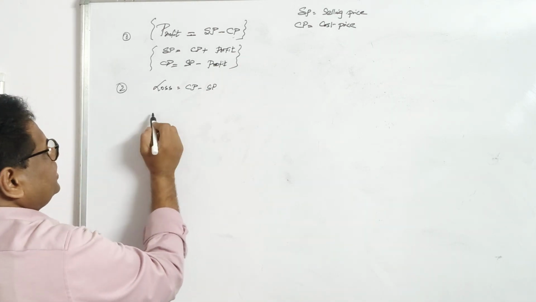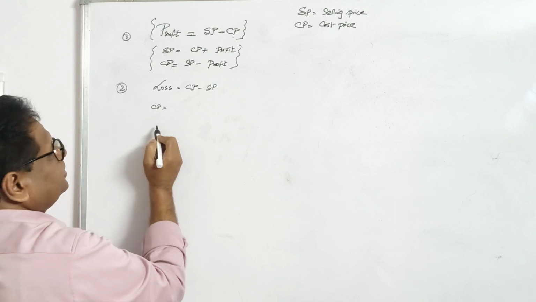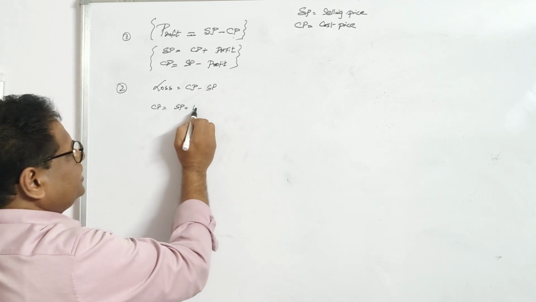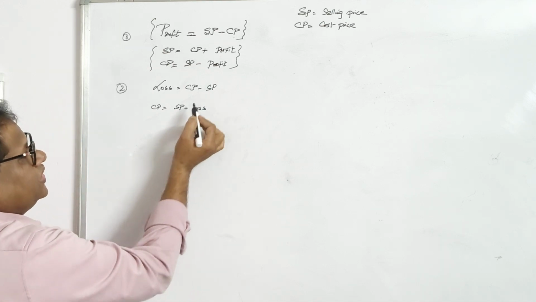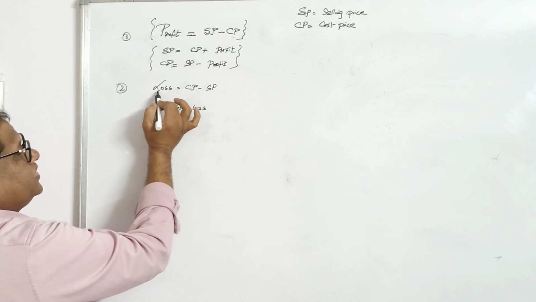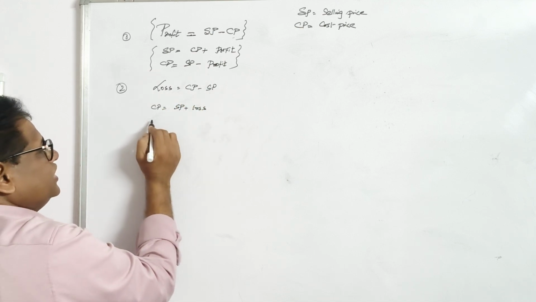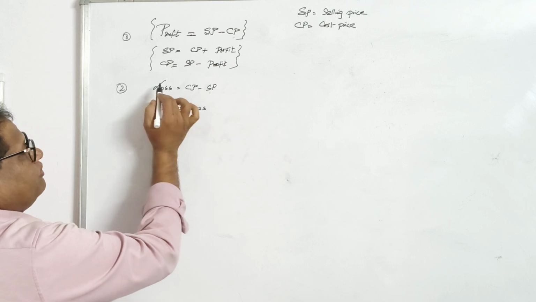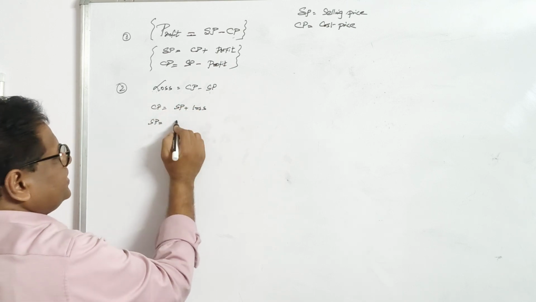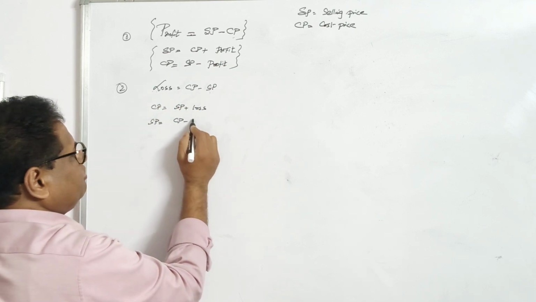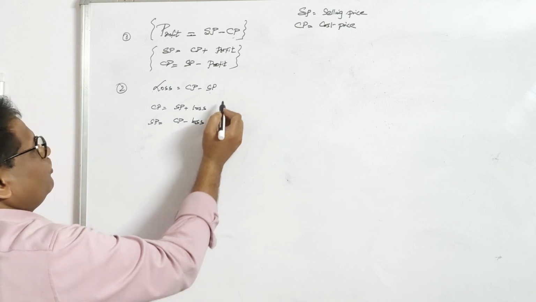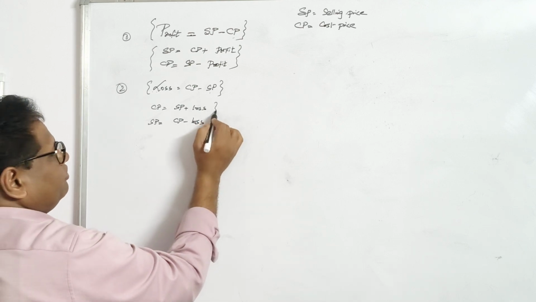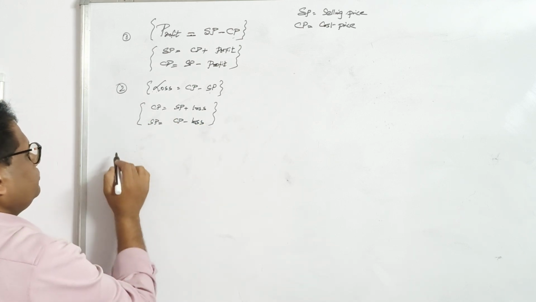Now in this, if you want to find the cost price, then it will be SP, that is selling price, plus loss. How did you get this? Simply shifting SP to the left hand side, so minus becomes plus. Similarly, if you want to find the selling price, shift selling price to the left hand side and loss to the right hand side, so we have the expression CP minus loss. So if you know this particular condition for loss, you can frame these two equations also.